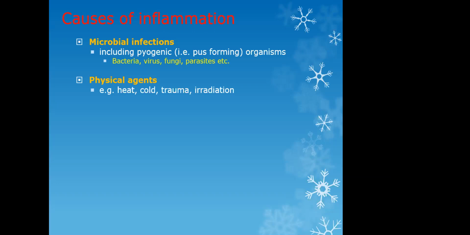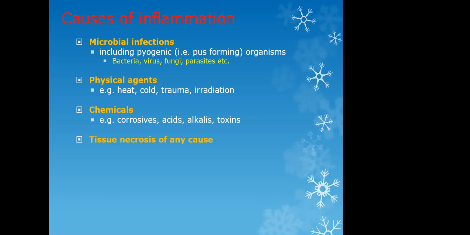While you are ironing your clothes, sometimes you burn your hand. That is also one type of injury, and it is cleared by the inflammatory process, right? Or extensive cold, like frostbite. If you go to some very cold areas and you keep your hand out, then you might have frostbite, which is due to the cold. Trauma, irradiation, whatever. Chemicals like corrosives, acid, alkali, and toxins can cause this inflammatory process. Tissue necrosis like hypoxia and ischemia can also cause tissue injury.